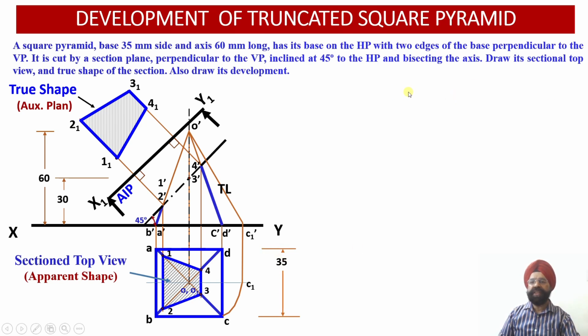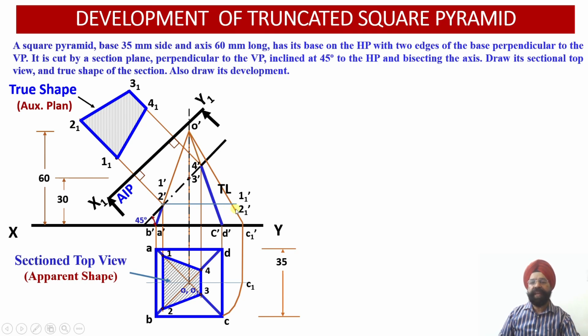Now I am going to start my development from here. This is going to be my center point, which will be O dash. And then another thing I need to do, you see, these points of intersection were obtained on the apparent length projectors over here. I cannot mark those radius distances corresponding to O dash 1 dash, O dash 2 dash, O dash 3 dash and O dash 4 dash, because these are the apparent length radii.